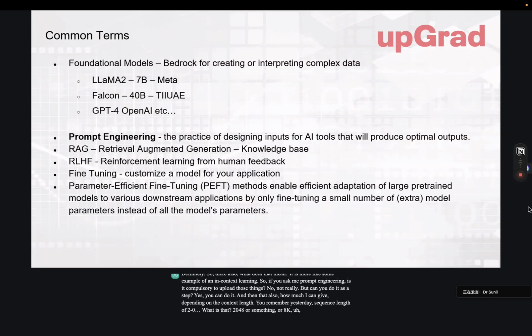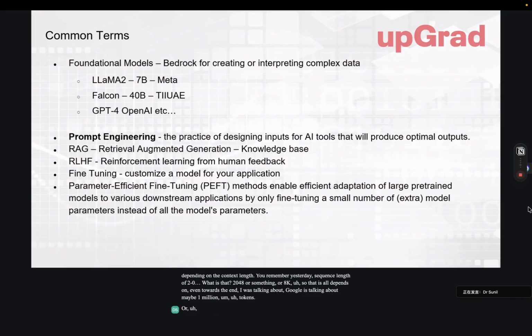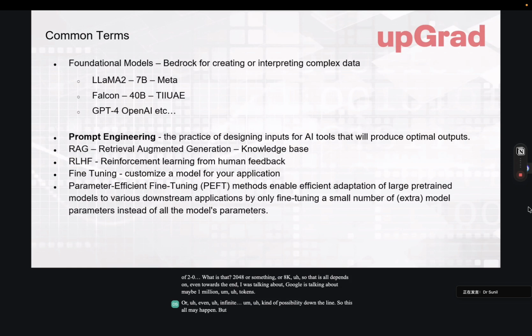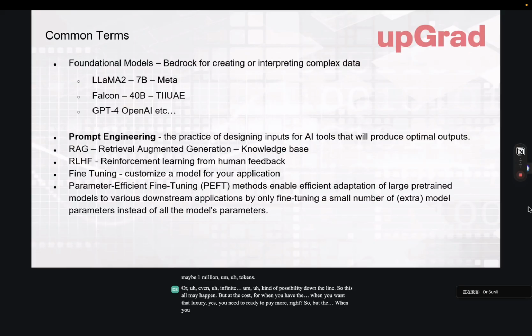That all depends. Even towards the end, I was talking about Google talking about maybe 1 million tokens or even infinite kind of possibility down the line. So these all may happen, but at a cost. When you want that luxury, yes, you need to be ready to pay more, right? But when you keep hearing these kinds of new terms, don't worry. Just understand what the terminology may be, related definitely to some of the things you are already learning.